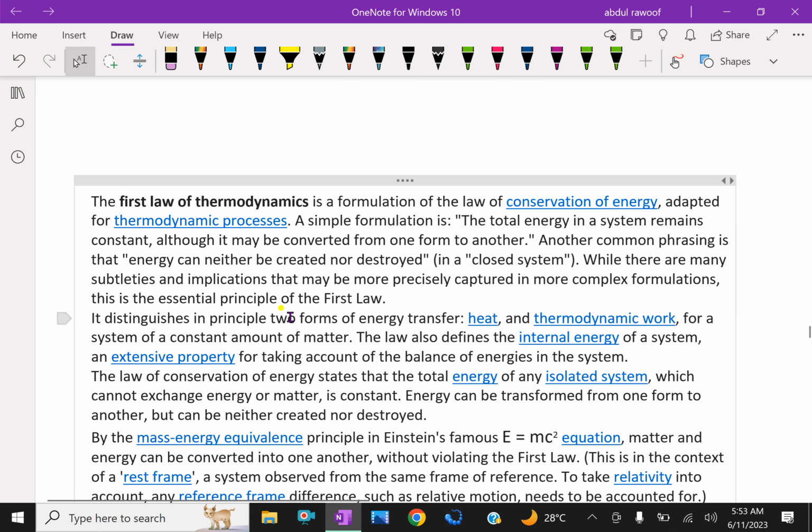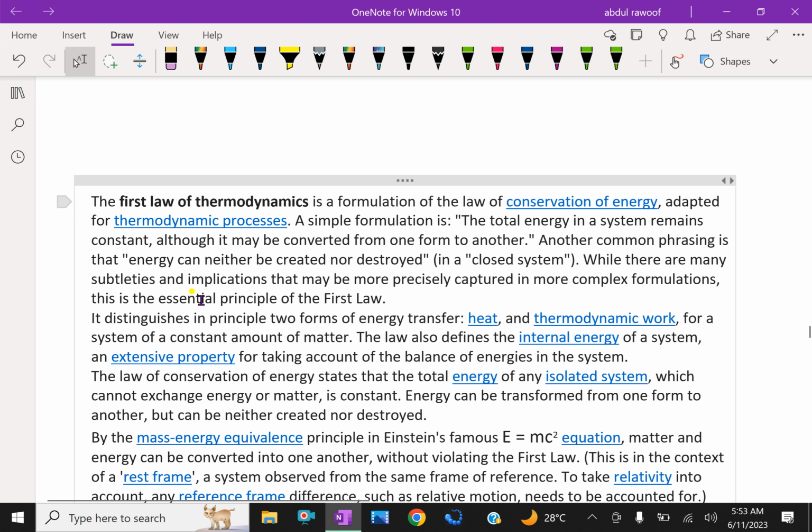The first law of thermodynamics is a formulation of the law of conservation of energy adopted for thermodynamic processes. A simple formulation is that the total energy in a system remains constant, although it may be converted from one form to another. Another common phrasing is that energy can neither be created nor destroyed in a closed system.